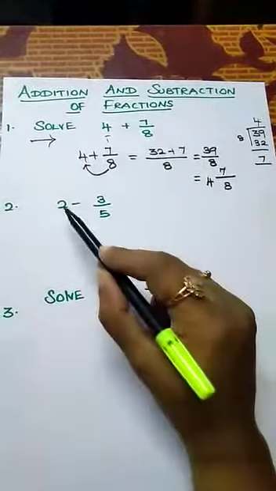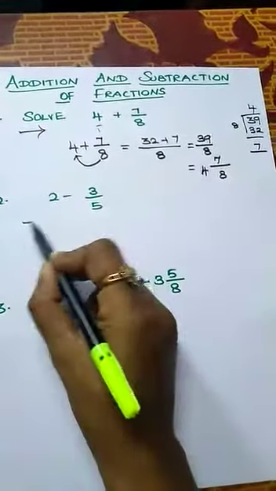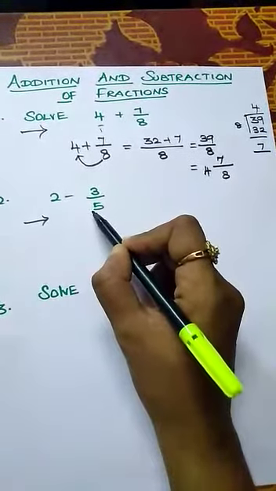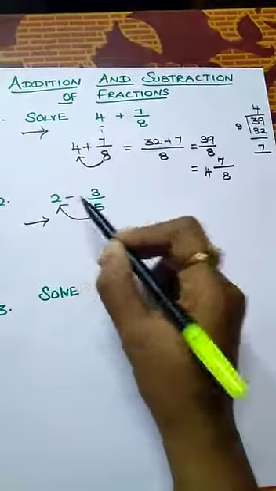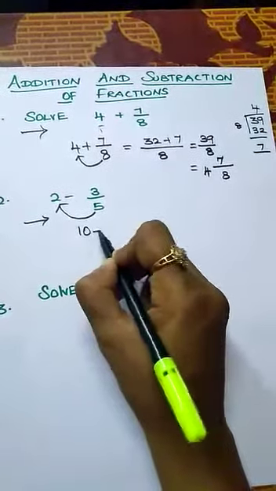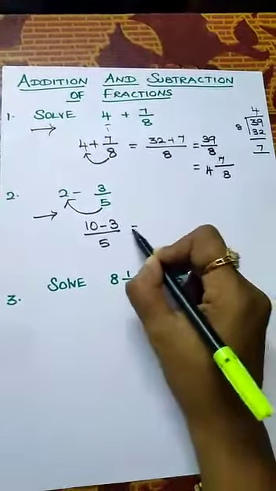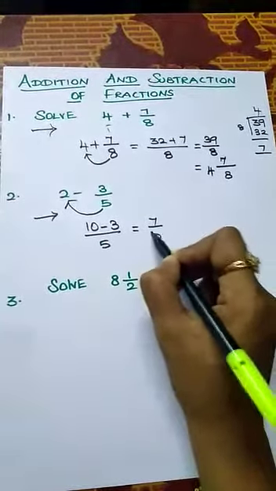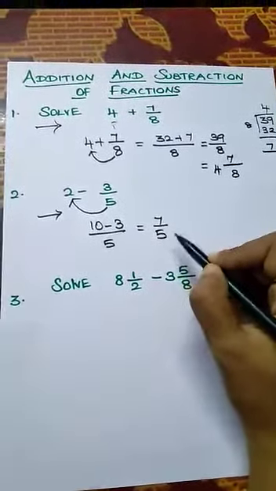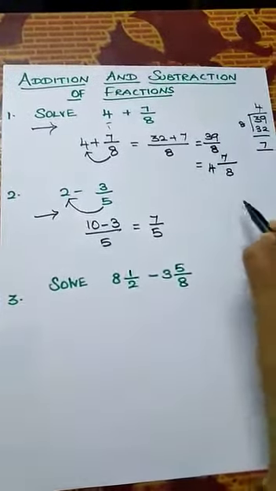The next problem, 2 minus 3 by 5. Directly we have to use the cross multiplication method. So, what is the answer? 2 5s are 10. The second value minus 3 by 5. What is the answer? 10 minus 3, 7 by 5. This is also an improper fraction. We have to convert it into a mixed fraction.